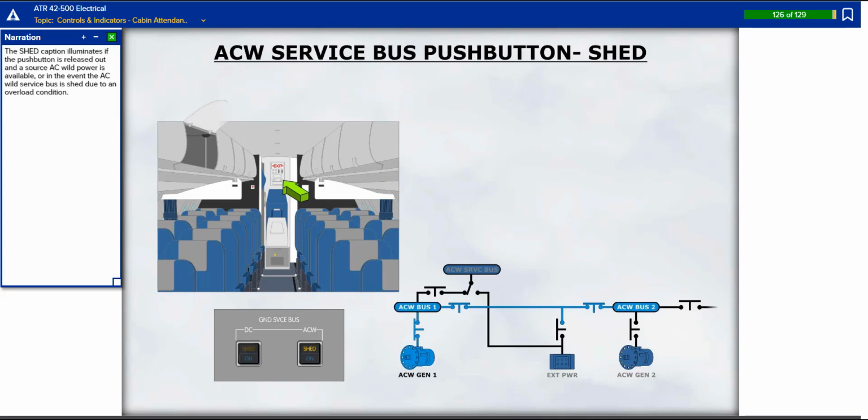The shed caption illuminates if the push button is released out and a source of AC Wild power is available, or in the event the AC Wild service bus is shed due to an overload condition.